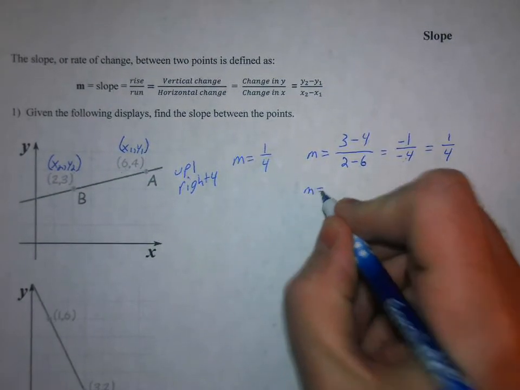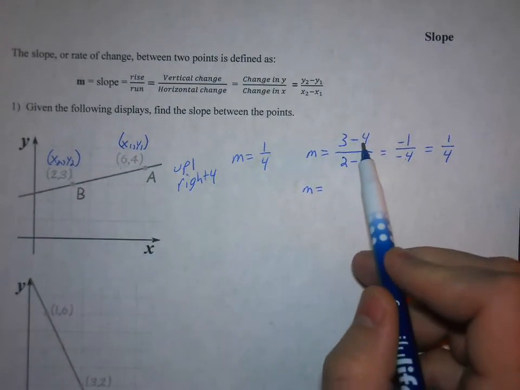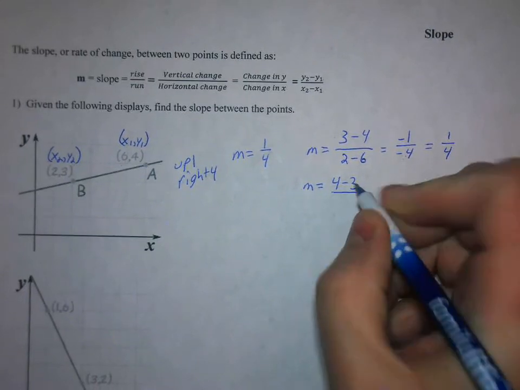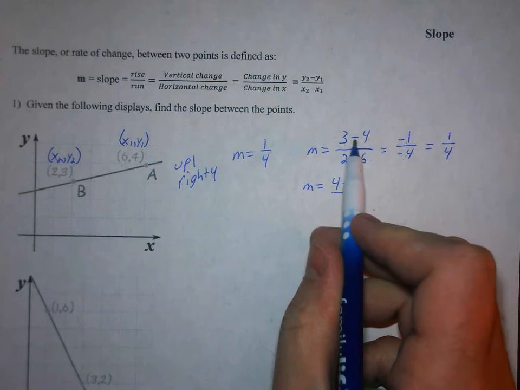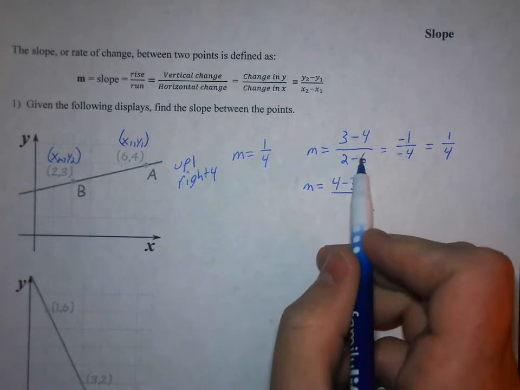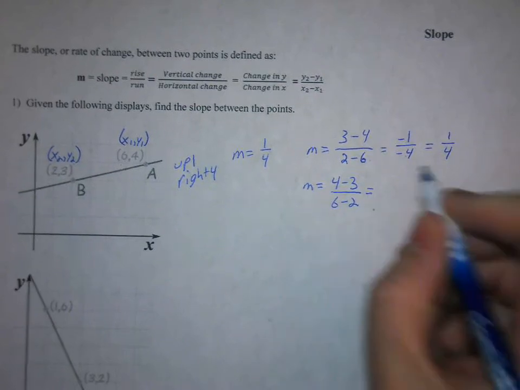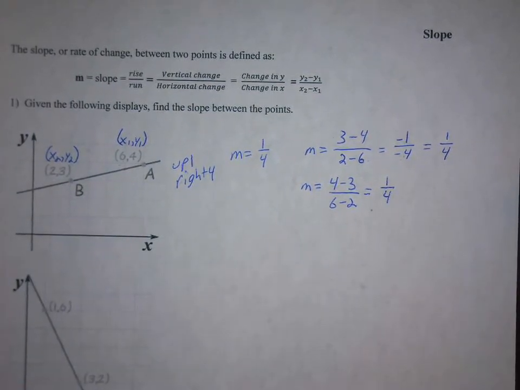If we would have defined the points backwards, so instead of subtracting 3 minus 4, if we did 4 minus 3, we have to switch the other order also to keep the points consistent. So if we switch the 3 and the 4, we have to switch the 6 and the 2. So 6 minus 2, and notice what that does. That gives us a positive 1/4. Okay, so either answer is the same. It just depends on how you define x1, y1, and x2, y2.